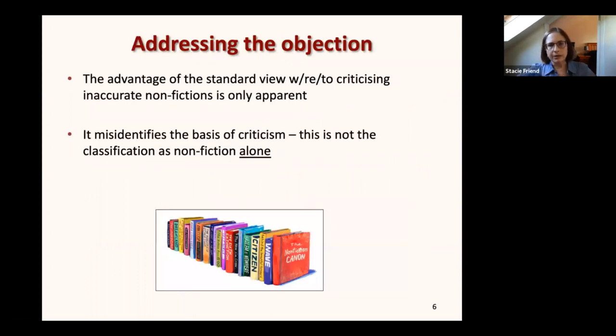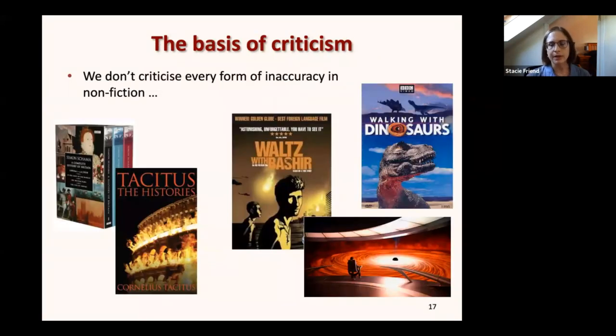Now, I think the advantage of the standard view with respect to criticizing inaccurate or deceptive nonfictions is only apparent because it misidentifies the basis of the criticism. The criticism is not based on the fact that something is nonfiction. That's not sufficient for the criticism. Okay, so what I want to discuss now with some examples is what the basis of criticism is, and I want to motivate that by talking through a few cases, right?